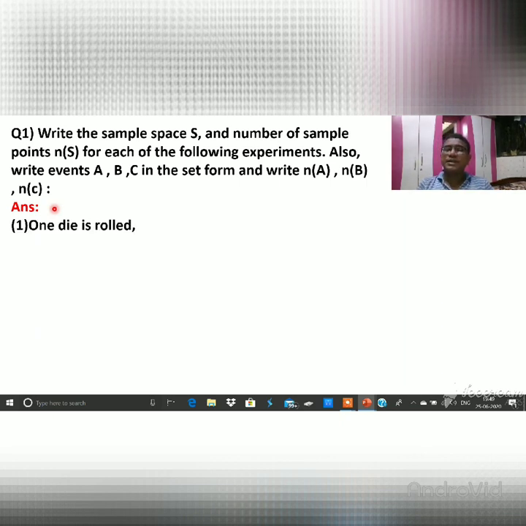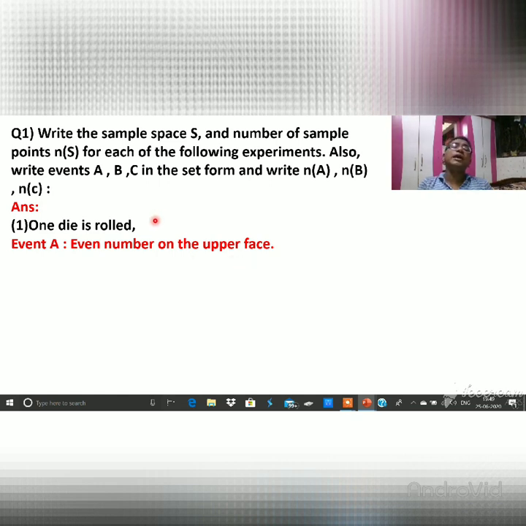And which are those events? Here is the first experiment: one die is rolled. I first read the questions, and afterwards we can solve each and every question. Here the experiment is: one die is rolled. So whatever they want, A is the event: even number on the upper face.